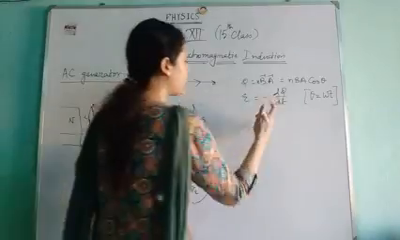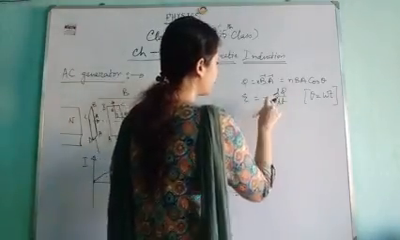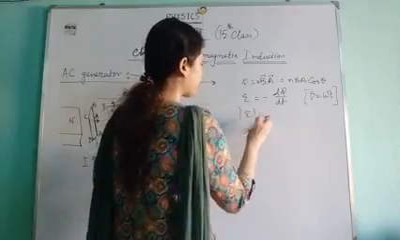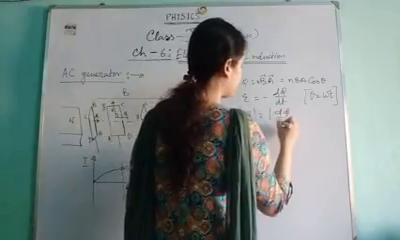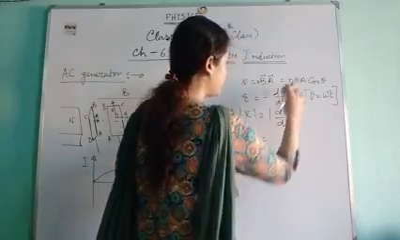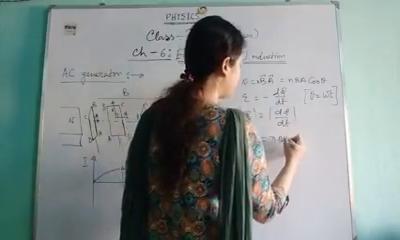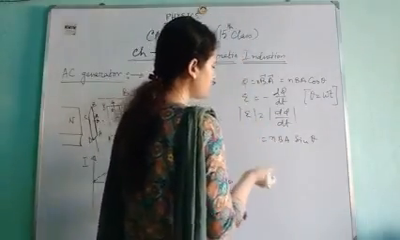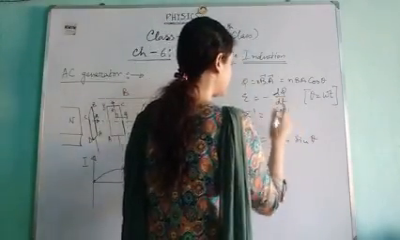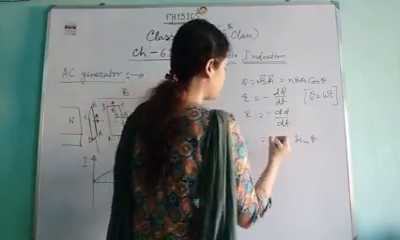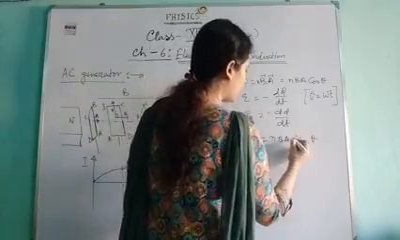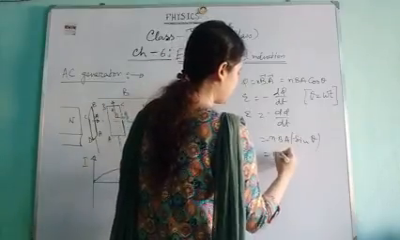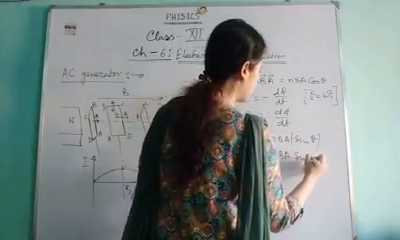So now let us do this. We are taking the magnitude only. So this will give us N B A omega sin theta. Or if you are not taking the magnitude, we can consider the negative sign, no issue. So minus N B A omega sin theta.